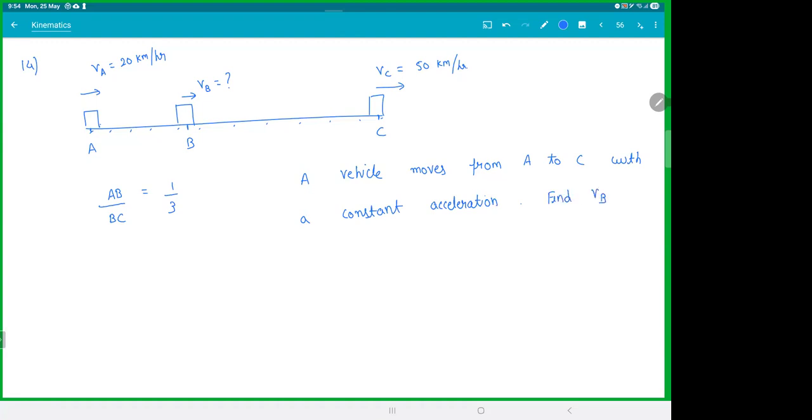Hope the question was clear. The vehicle is continuously accelerating. We have no idea with what acceleration. But when you're at A, your speed was 20. With that same acceleration, when you continued moving, by the time you reach C, your speed became 50. How much distance? We don't know. But there is a point B somewhere between A and C. The ratio is 1:3. What will be the speed of the vehicle when it was at B? Hope the question was clear.